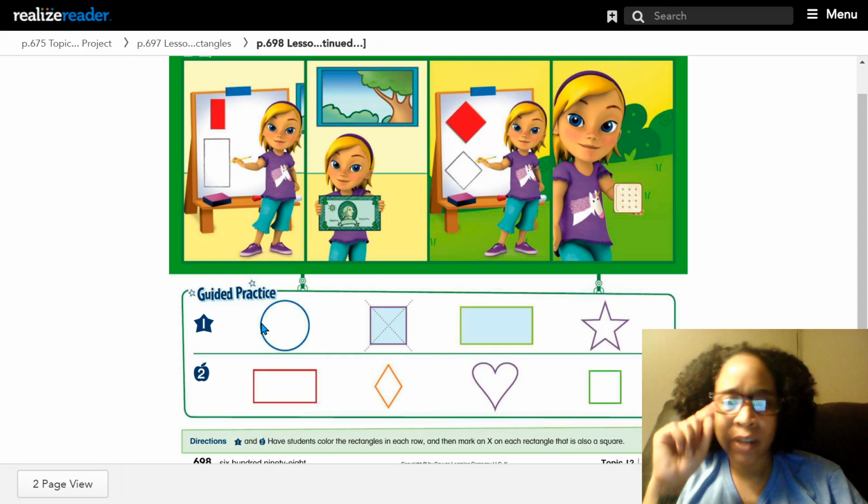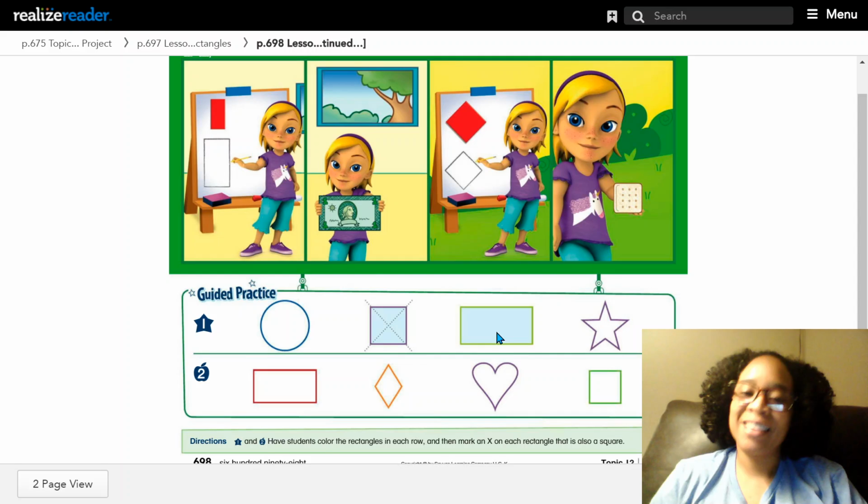That's a star. Good. Is your little pointer pointing to this one? No? Well, what is that? That's a circle. Good. It goes around and around. Is your little pointer pointing to this one? Good. That one is the rectangle. So it has 2 short sides and 2 long sides. Good. Let's go to the number 2.